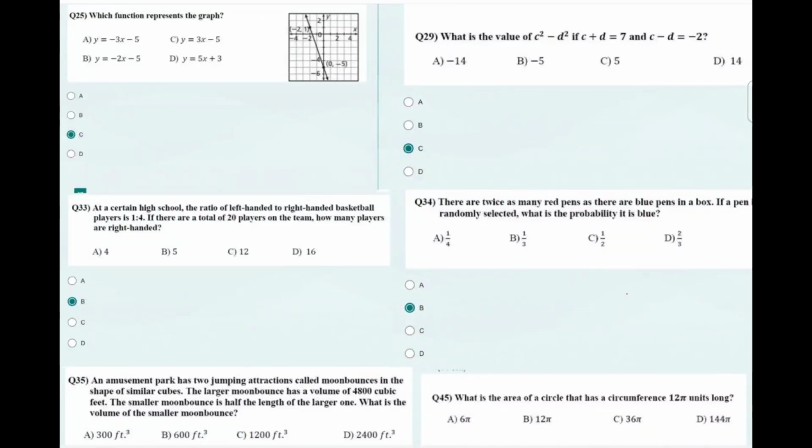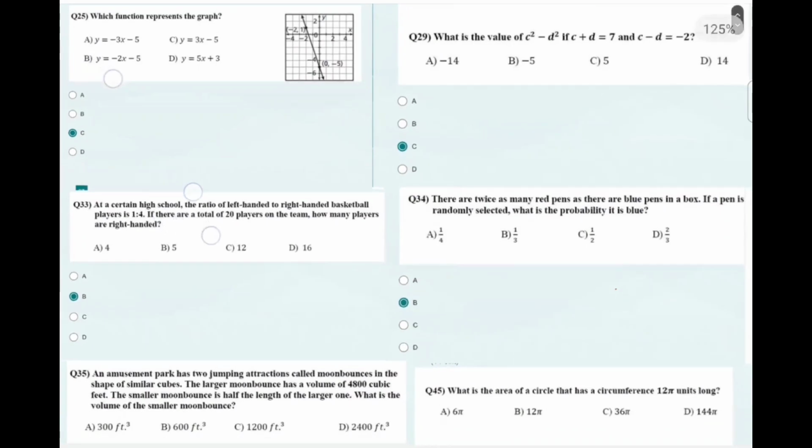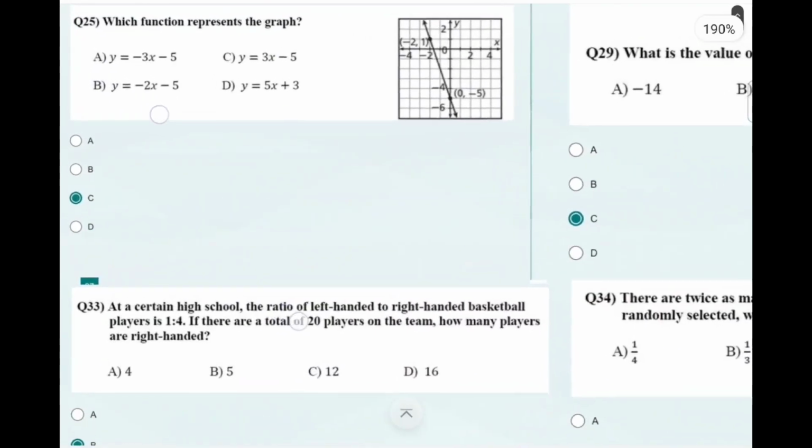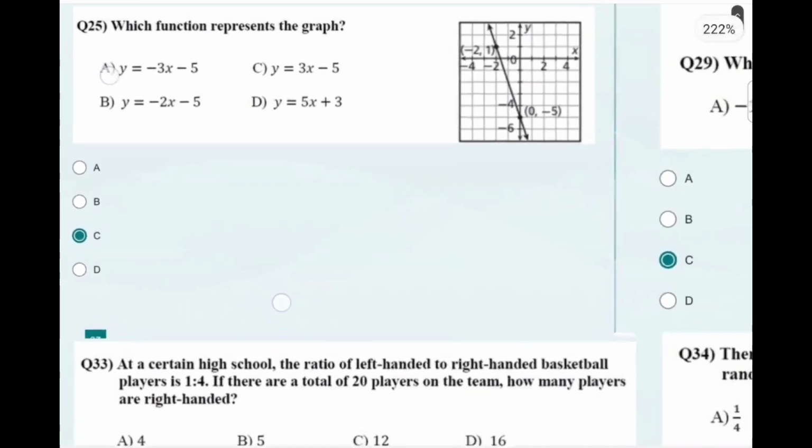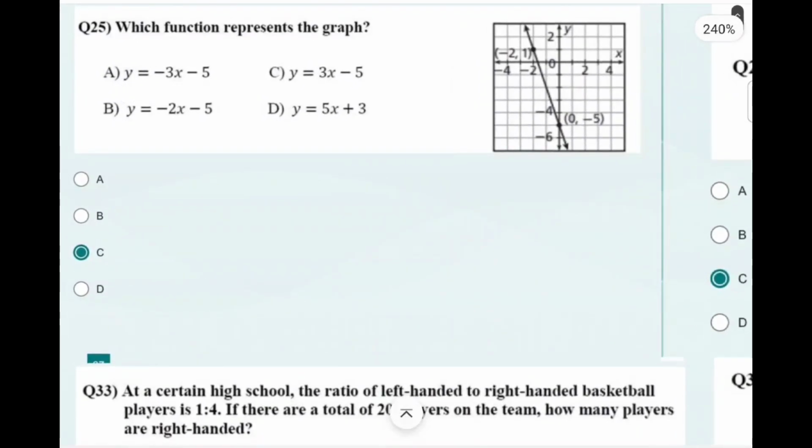Hi, this is the last part of a video series to solve questions that came into an ACT mock test. In this question, you're given a function on the graph and it's a linear function, and you're asked to find the expression that represents this line.